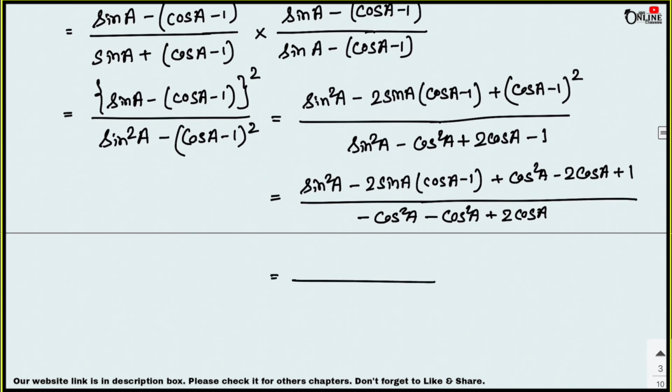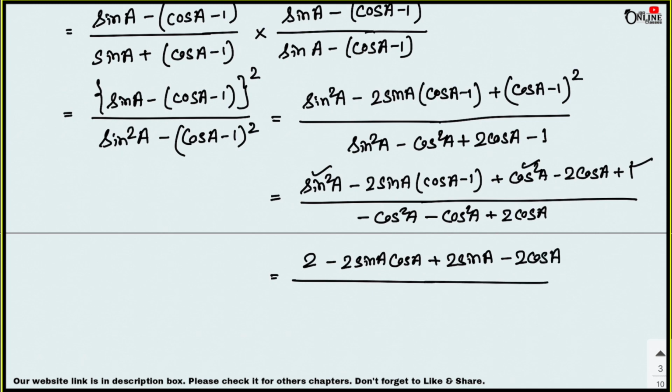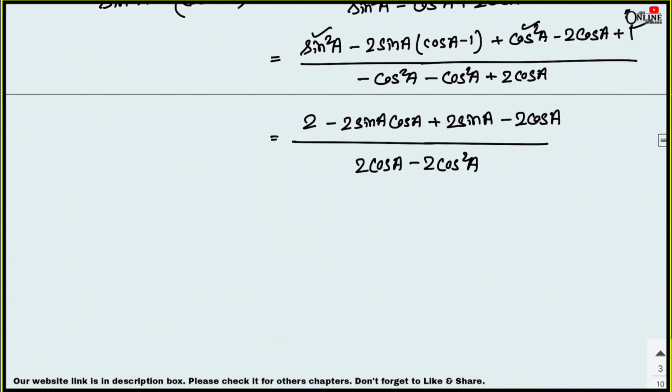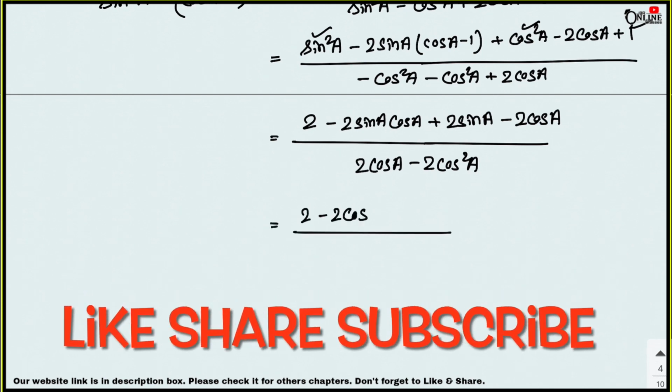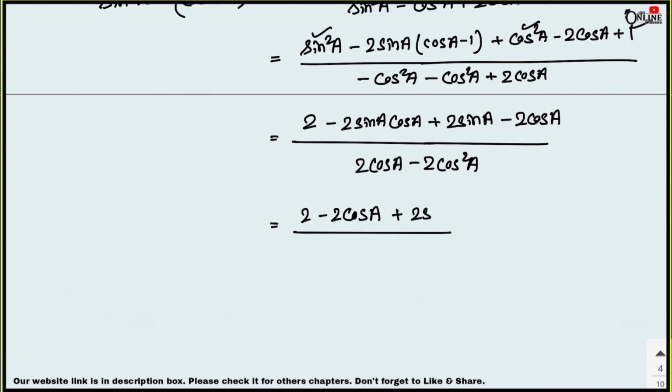So in the numerator you have sin square A plus cos square A, that one equal to 1, then 1 plus 1 equal to 2. So 2 minus 2 sin A cos A, then plus 2 sin A minus 2 cos A. And the denominator you have 2 cos A minus 2 cos square A. So write it down here, 2 minus 2 cos A, then write down 2 sin A, just rearrange it.